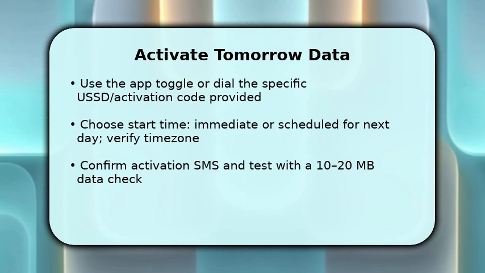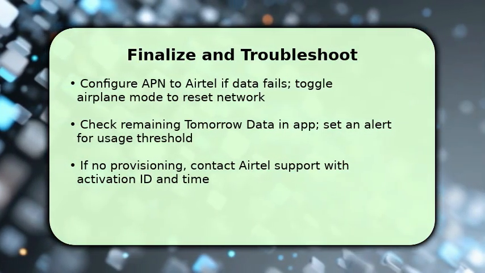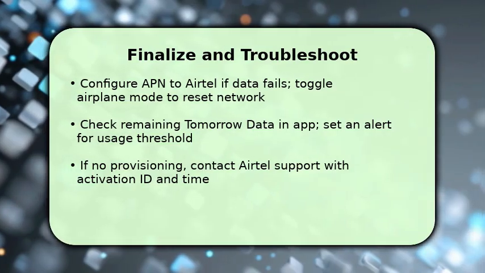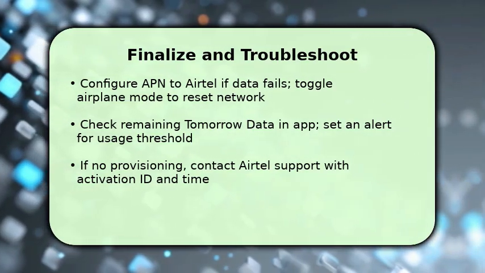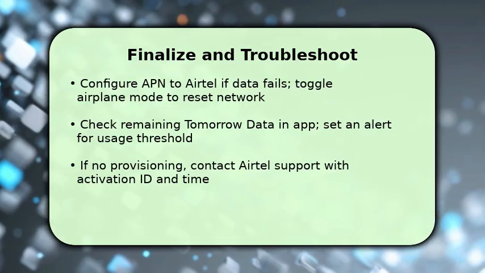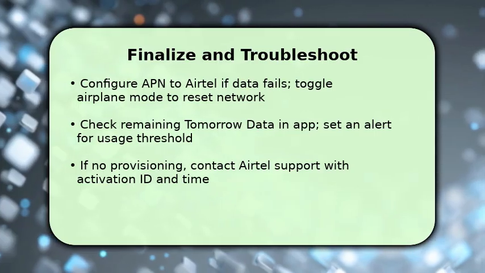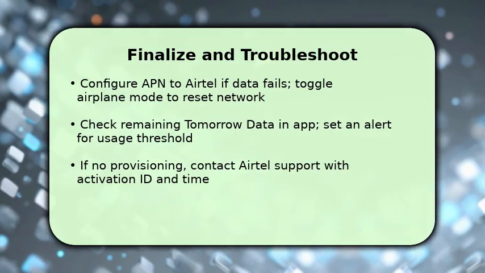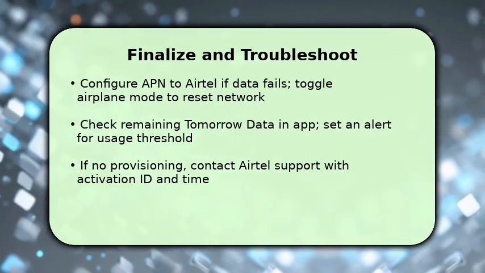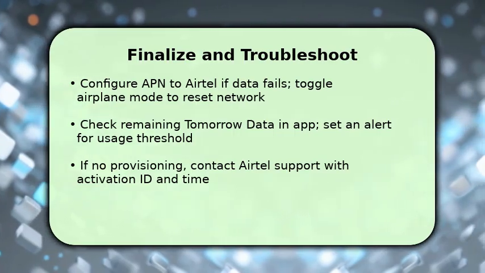Finish by optimizing for reliable use. Make sure your APN is set to Airtel and once activated, toggle airplane mode to refresh the network. Monitor remaining Tomorrow data in the app and set an alert at a threshold so you don't run out unexpectedly. If provisioning fails, gather the activation ID, timestamp, and any error SMS, then contact Airtel support. This speeds resolution and may trigger manual allocation. Remember, document the exact steps you took.